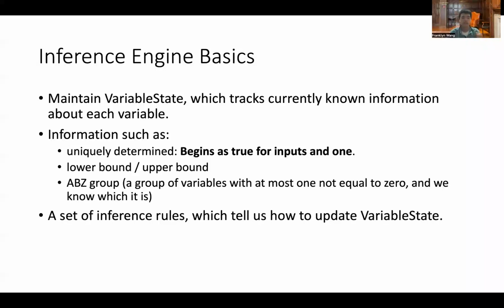Earlier I mentioned that you had a bunch of variables such that at most one of these was not equal to 0, and you could figure out which one it is. It just depended on some other value x. That would be an ABZ group. And you keep track of this information, and you also have a set of inference rules, which tells you how you update the state of the variables.